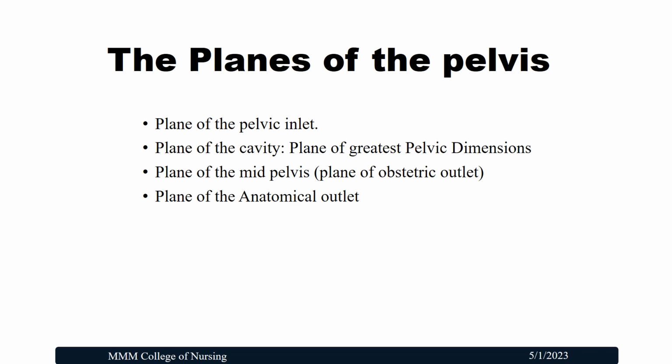Next comes the planes of the pelvis. We have the plane of the pelvic inlet, the plane of the pelvic cavity, and the plane of the mid pelvis, that is the obstetric outlet and the anatomical outlet.